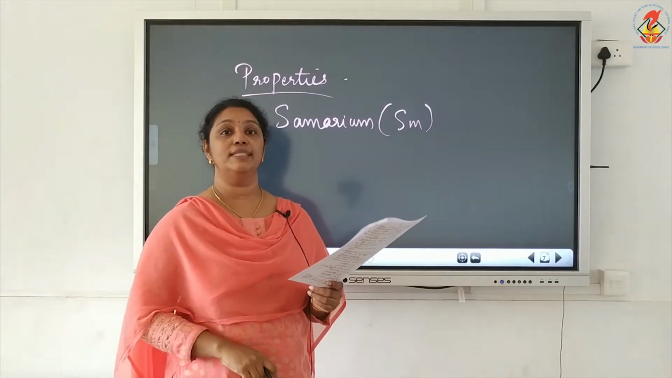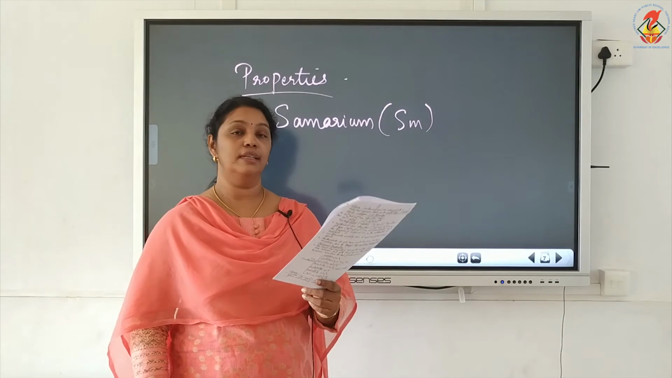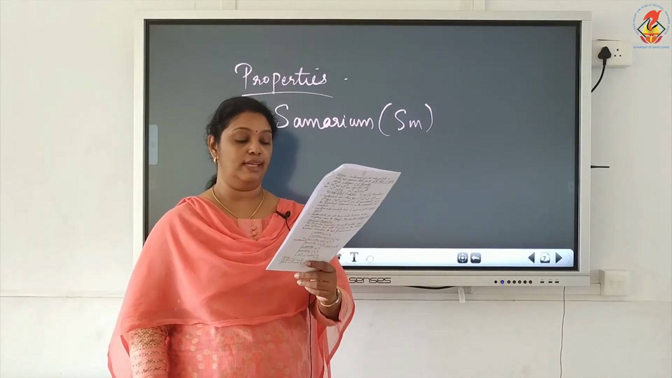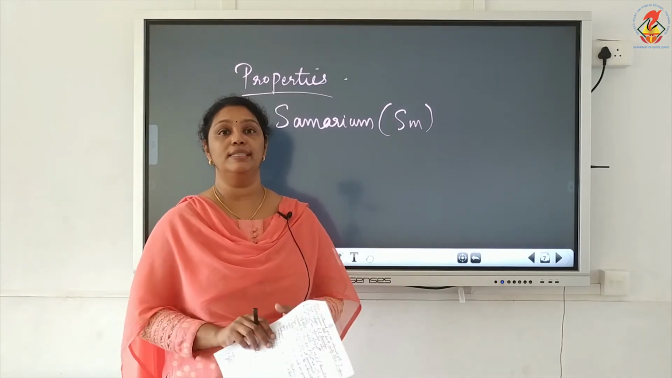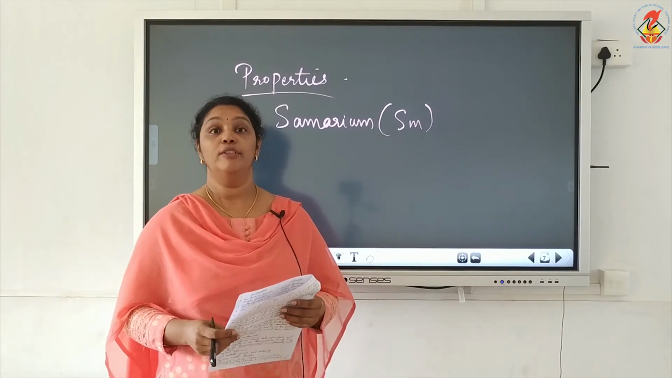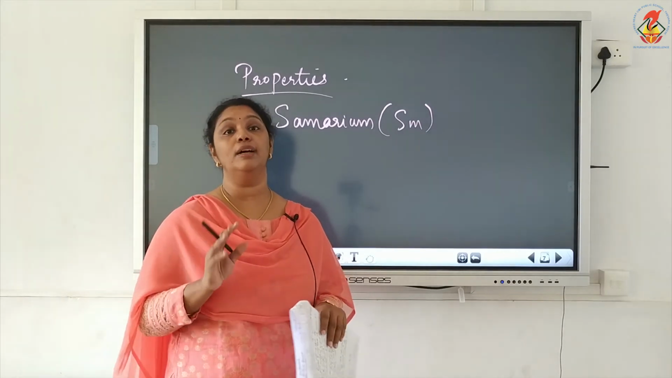Now the second property is they have high melting point. Third property, they are good conductors of heat and electricity. Fourth property is they have metallic luster. Fifth property is about the color of lanthanoids.